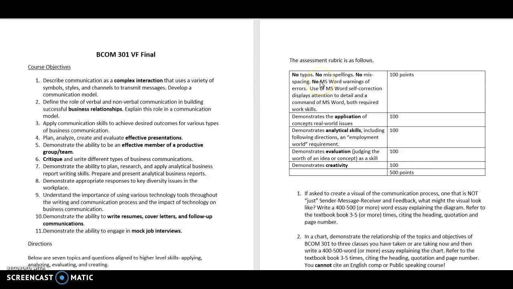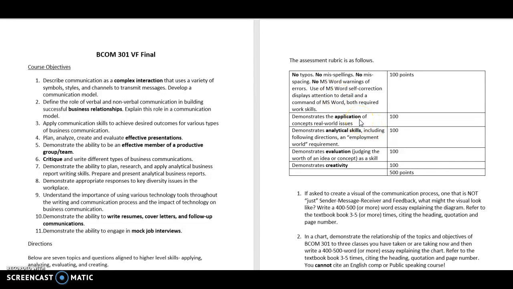Use MS Word to correct errors. I don't really want to see red lines and green lines, etc., because MS Word self-correction makes near perfection possible. And it displays an attention to detail, which you know is a required work skill.